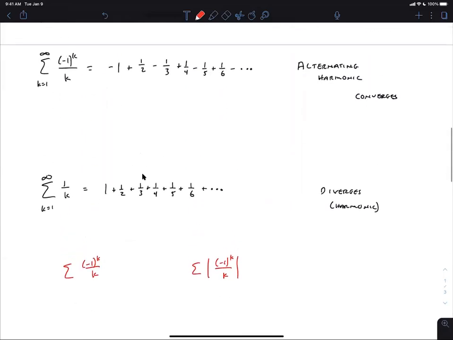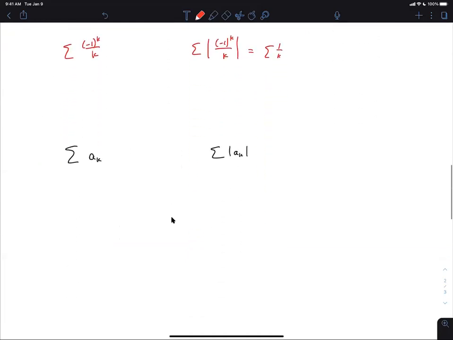So back up here, these are the two series we're talking about. This is that top series. When I take the absolute value of all the terms, it becomes this one. Does everybody see that? Okay, so the absolute value of that is the sum of 1 over k. I didn't put the k equals 1 to infinity, but assuming it's going from k equals 1 to infinity, this is this top series. This is the harmonic series. And so what happens is the absolute value makes all the negative terms positive.